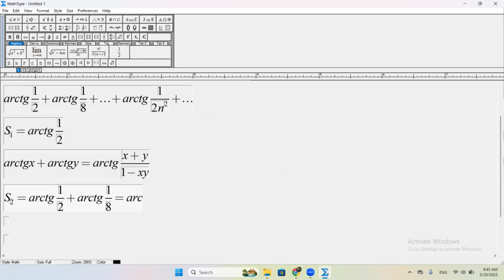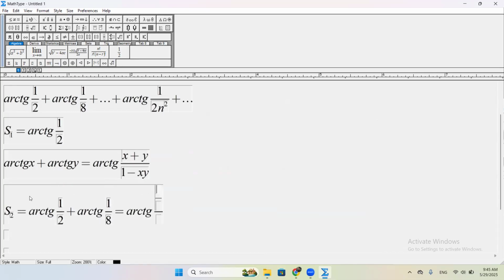So here is arctangent of (1 over 2 plus 1 over 8) over (1 minus 1 over 2 by 1 over 8). So in the numerator, what do we have? 5 over 8, and here, 15 over 16.